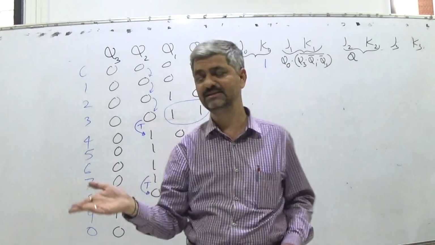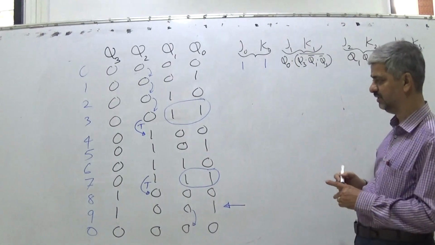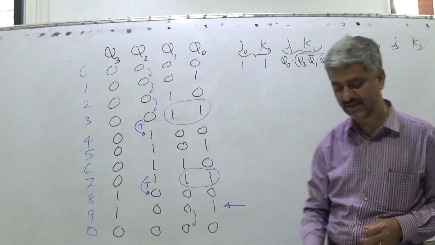or a few flip-flops. In this case you find it is Q1, Q0. Now for Q3 it is quite interesting.